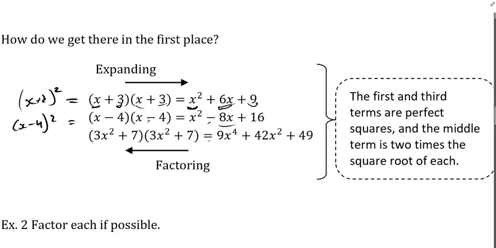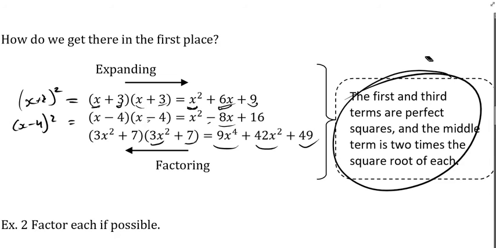3x squared times 3x squared, 9x to the 4th. 7 times 7, 49. 7 times 3 is 21, times 2, 42x squared. So you see how they all share that same pattern. We talked about this before. So if I'm going backwards, here's what you want to have written down.